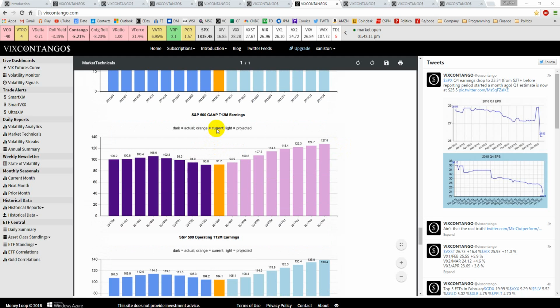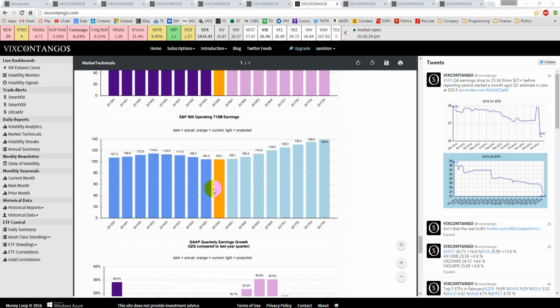Then we have trailing 12-month earnings, again, for each quarter. So these are the actual, this is the current, and this is the expected. And similarly, we have trailing 12-month operating earnings of the SPX. These are the actuals, these are the current, and these are the expected.